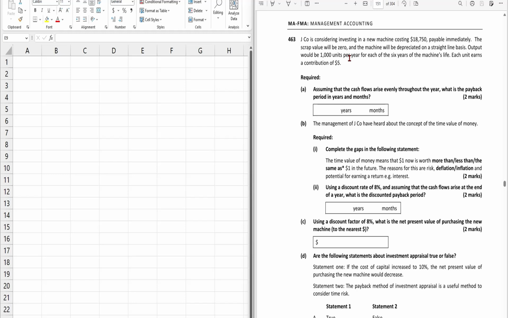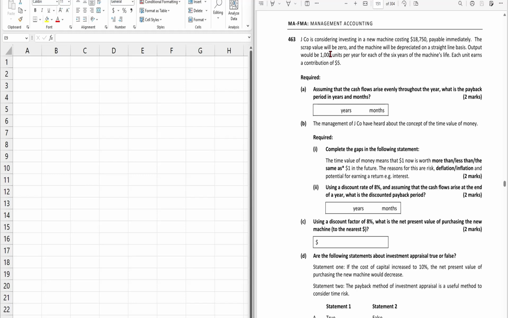Output will be 1000 units, meaning company J is going to earn this output each year, and the contribution is 5. Contribution means selling price minus all the variable cost. There is no fixed cost given in this question, so they have simply provided the contribution, which is 5. If we earn 5 contribution for each unit, how much contribution do we earn for the 1000 units we produce each year? Obviously it's 5000, right?